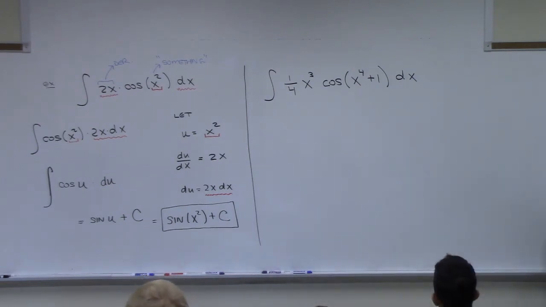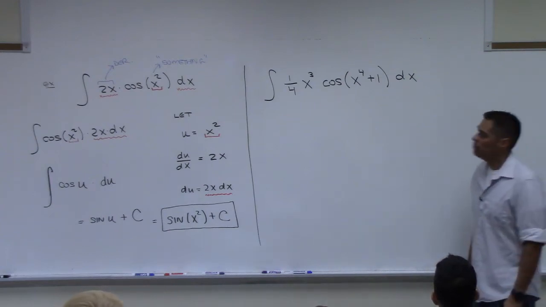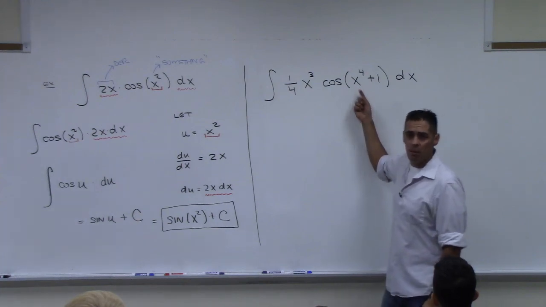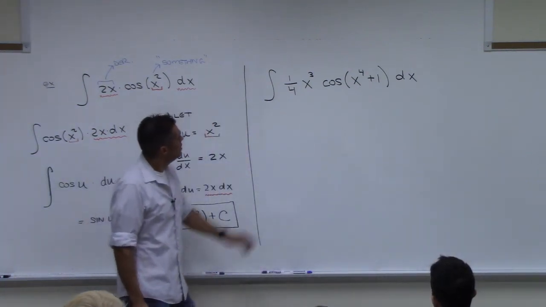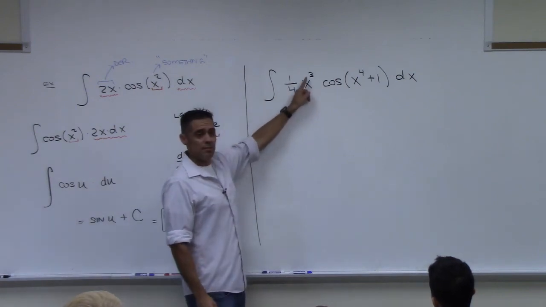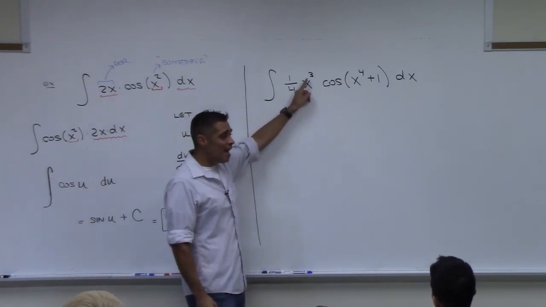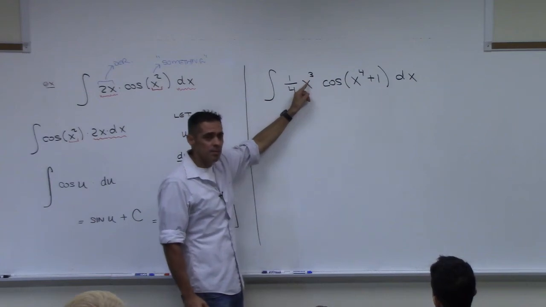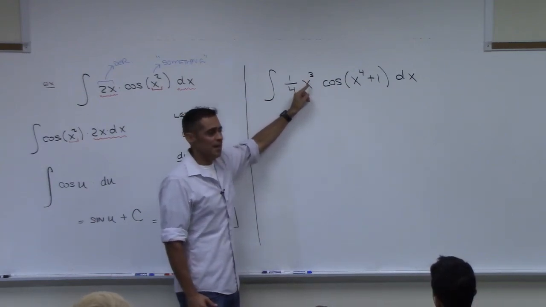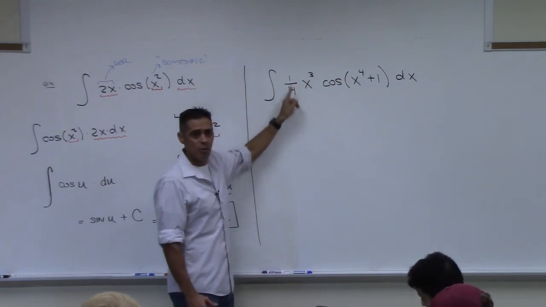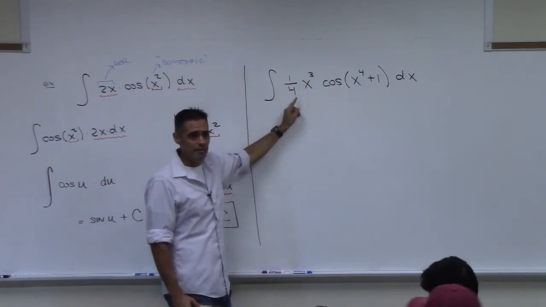So x to the fourth, what's the derivative of x to the fourth? Derivative of x to the fourth is 4x cubed. Do we have 4x cubed? We have 1/4 x cubed. So it's not exactly the same. It has x cubed, but it's 1/4 instead of 4, right? Is that okay or not? Yes. That's okay. You can be off by a constant. So the 1/4 being there is not a problem, all right?